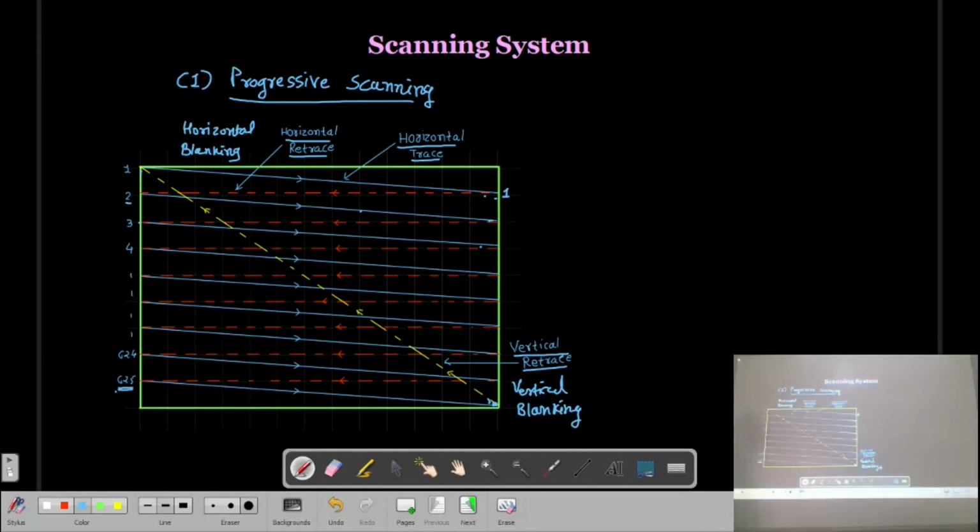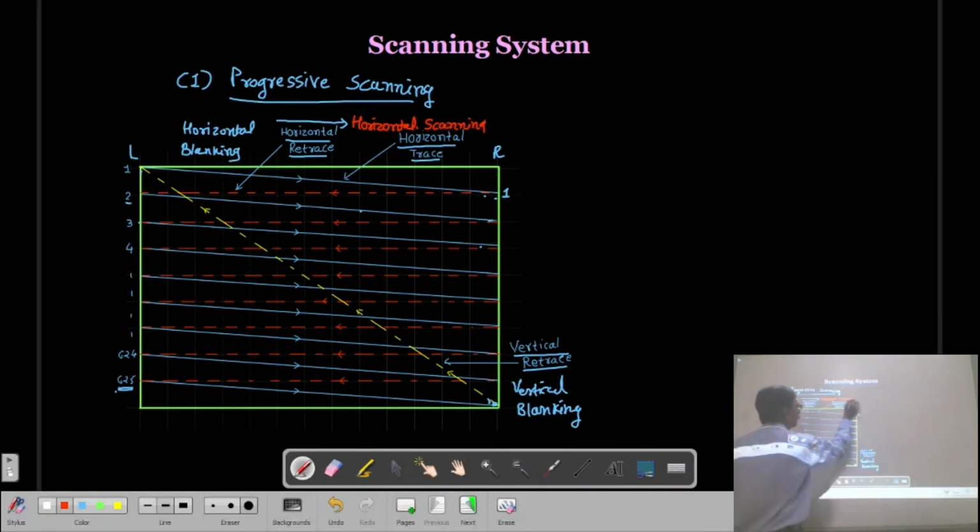It is known as vertical blanking. Now remember that here we have two types of scanning. One scanning means when the electron beam is moving from left to right, in this direction. Electron beam is moving in horizontal direction. It is known as horizontal scanning.